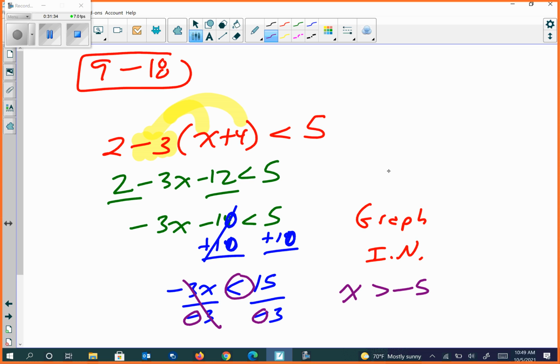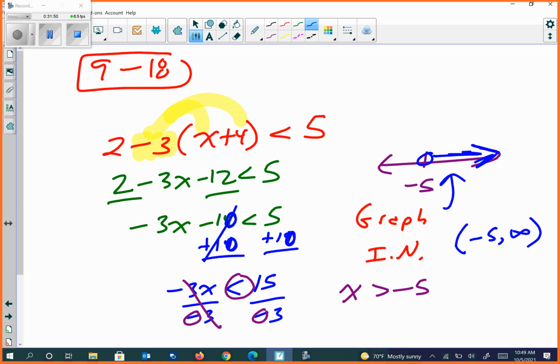So if I were to graph it, I have negative 5, open dot, going right. So that's the graph. The interval notation would be soft bracket negative 5 to infinity. So I'd be looking for these two parts, and of course, that you have some sort of work.